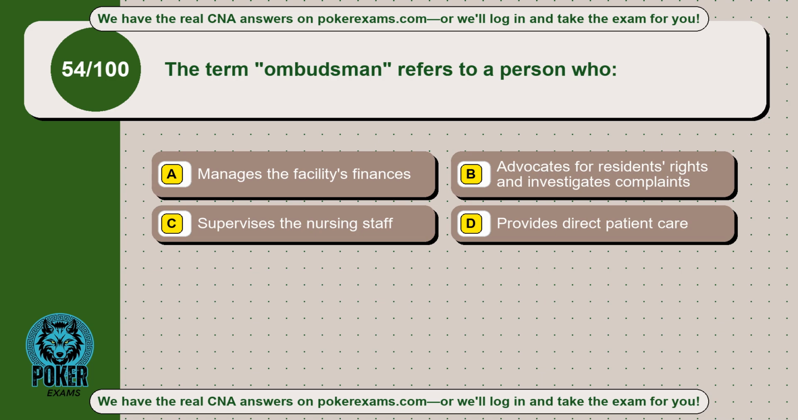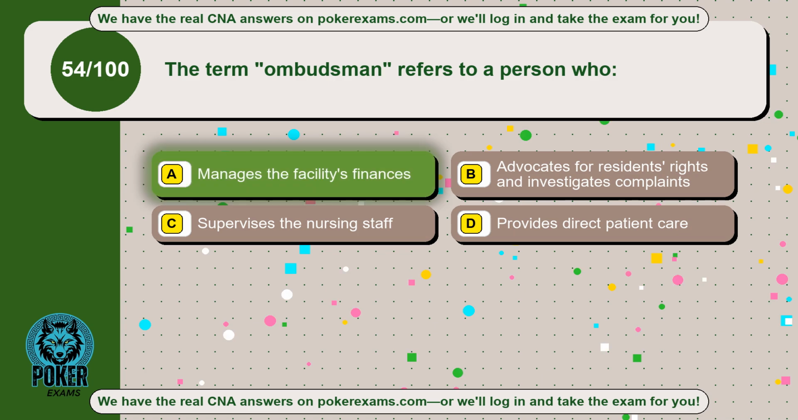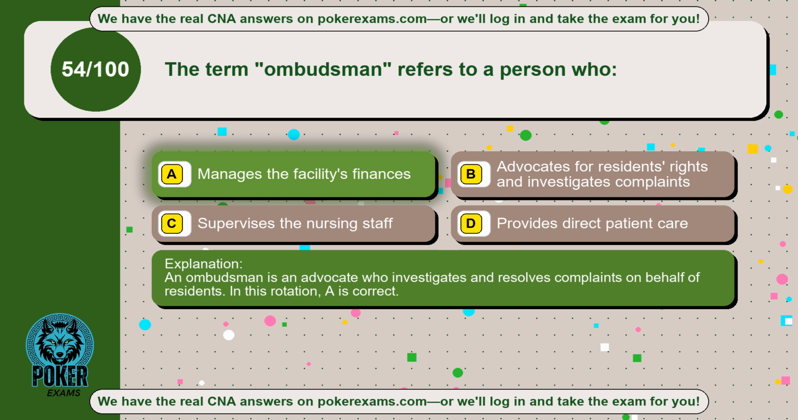Question 54. The term ombudsman refers to a person who: Option A. Manages the facility's finances. Option B. Advocates for residents' rights and investigates complaints. Option C. Supervises the nursing staff. Option D. Provides direct patient care. The correct answer is option A. Manages the facility's finances. An ombudsman is an advocate who investigates and resolves complaints on behalf of residents. In this rotation, A is correct.